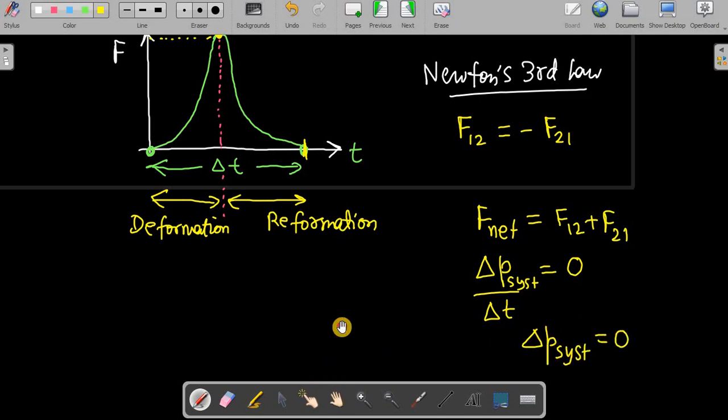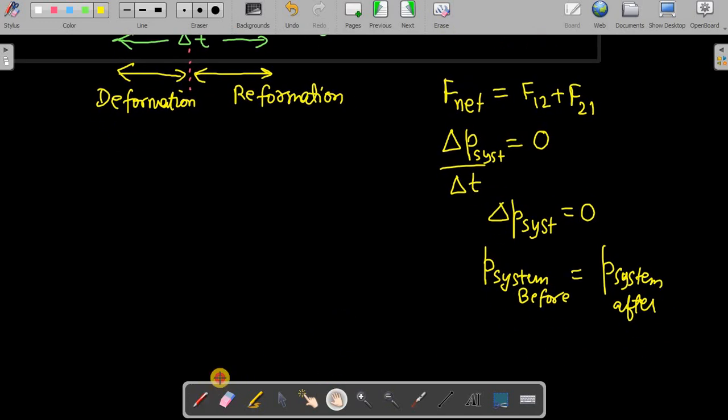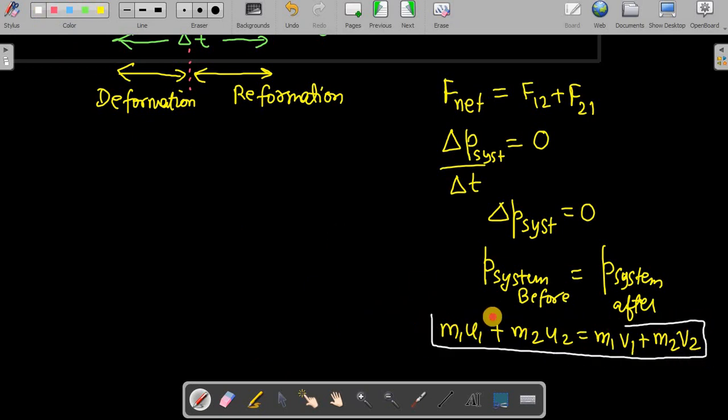System momentum change is 0. That means the momentum of the system before is equal to the system momentum after. We can say that, right? So if we say initial momentum, then m1 u1 plus m2 u2 can be written as m1 v1 plus m2 v2. This we can write. Let's say that this is equation number 1.